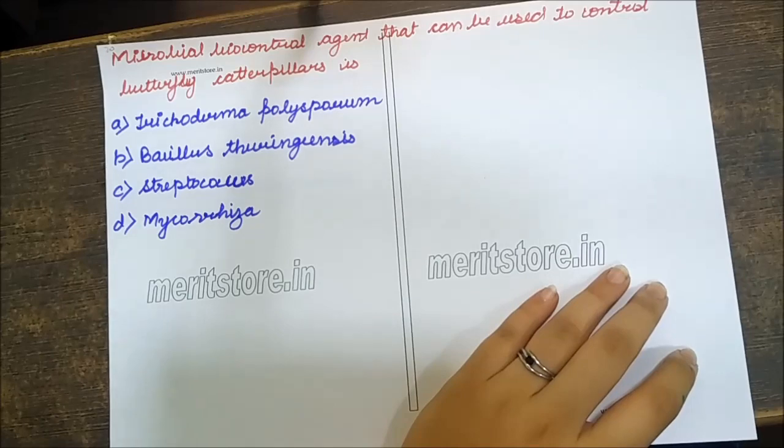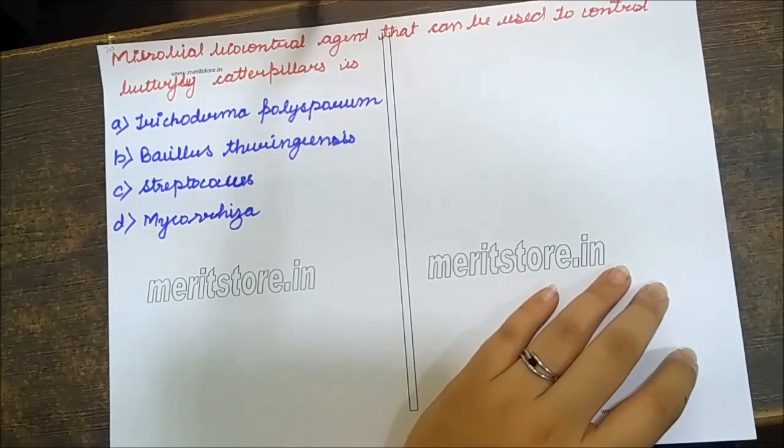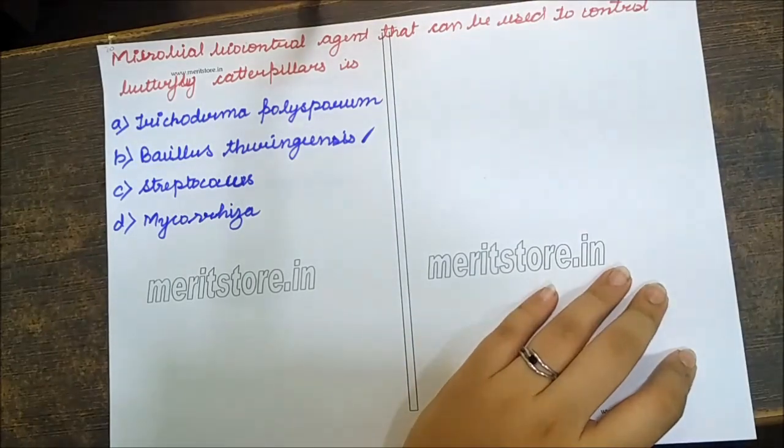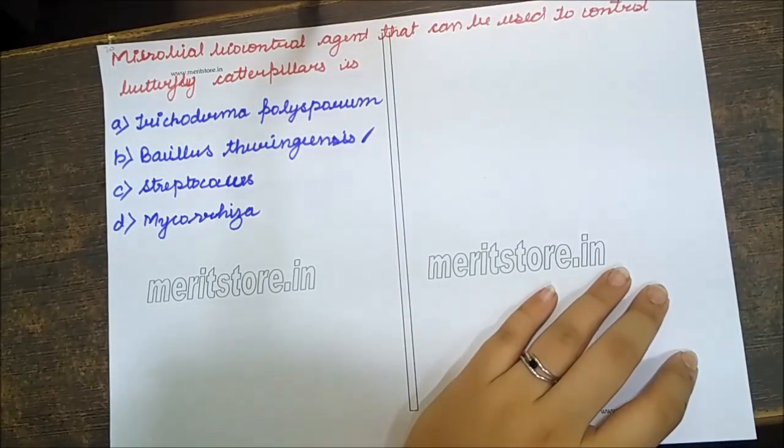And the next question is: a microbial biocontrol agent that can be used to control butterfly caterpillars is Trichoderma polysporum, Bacillus thuringiensis, Streptococcus, or mycorrhiza. And the answer for this is B, which is Bacillus thuringiensis. Let's know how.